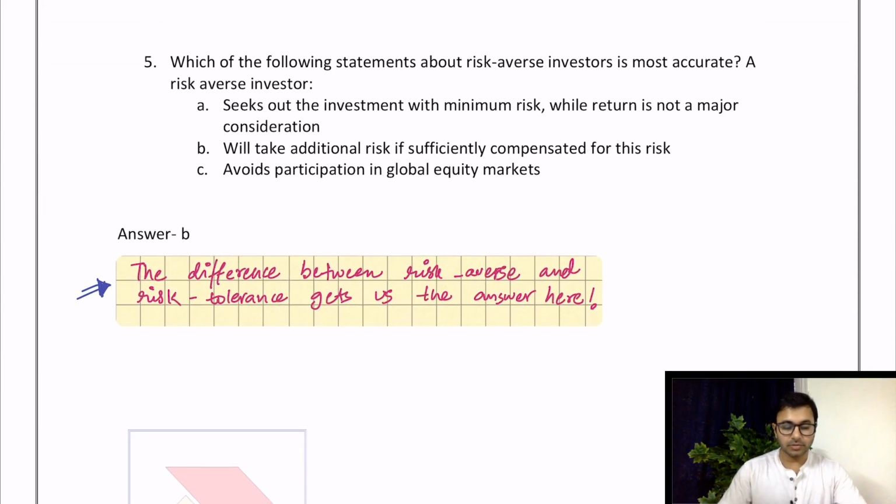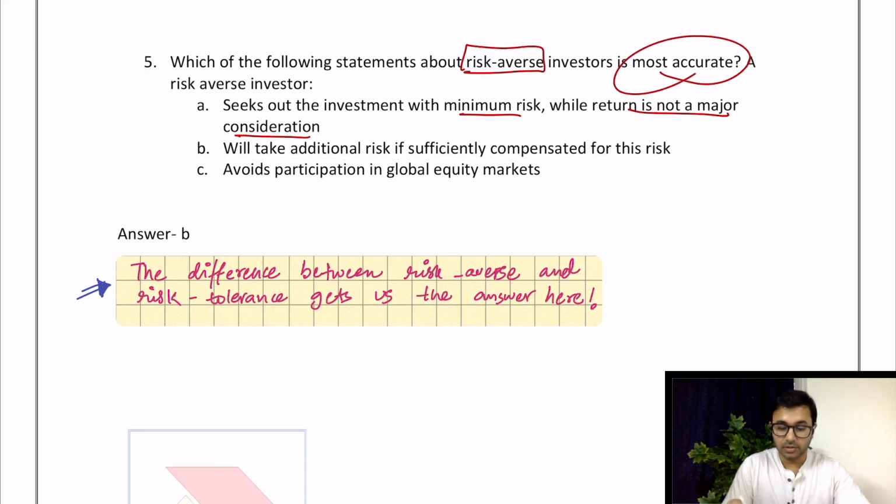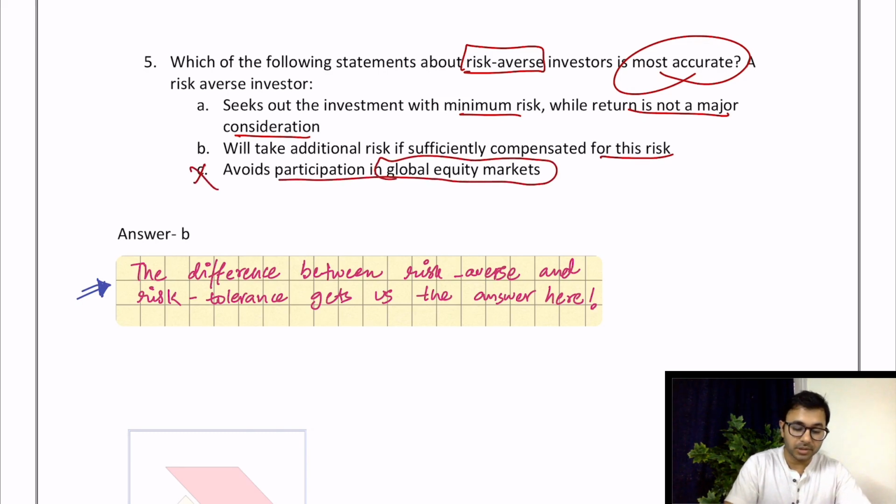Let's take the last question for today. Which of the following statements about risk-averse investors is most accurate? Seeks out the investment with minimum risk while return is not a major consideration. Will take additional risk if sufficiently compensated for this risk. Avoids participation in global equity markets. This probably, I believe, you must have understood, is completely incorrect. Okay, easily can be found out.